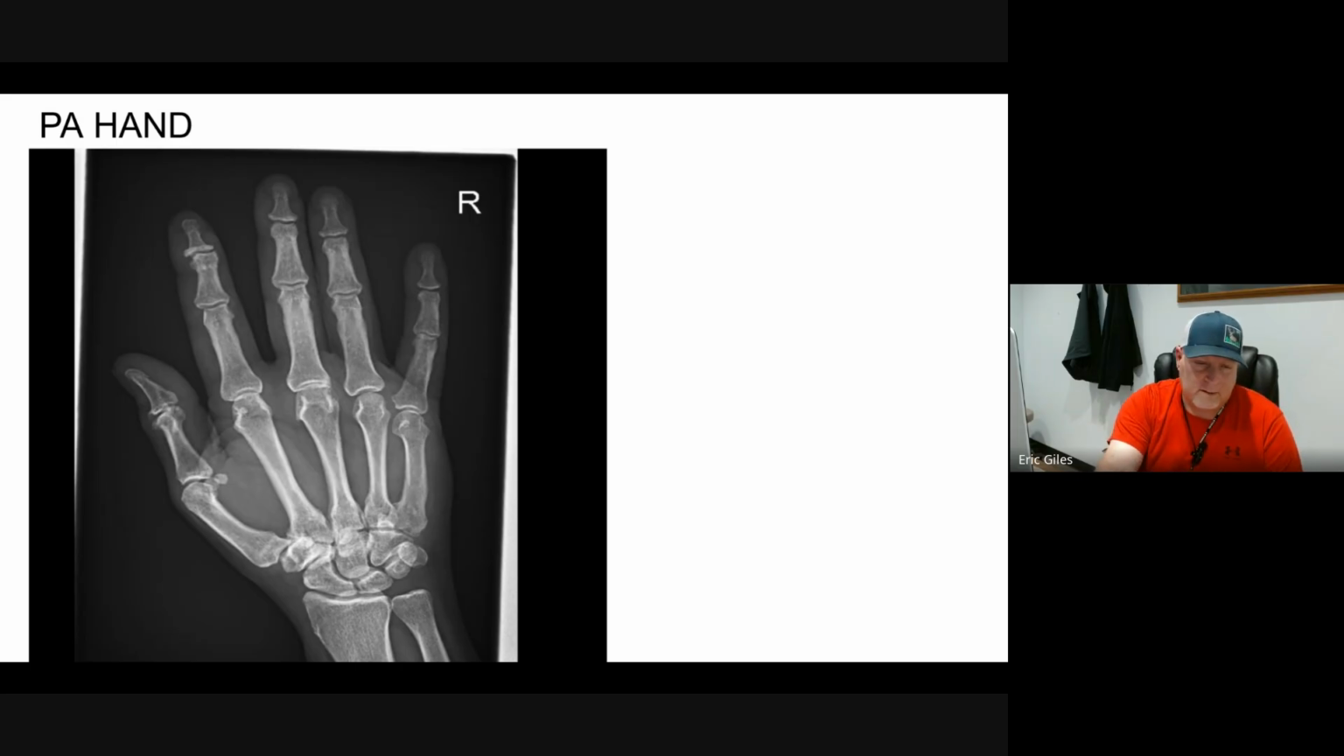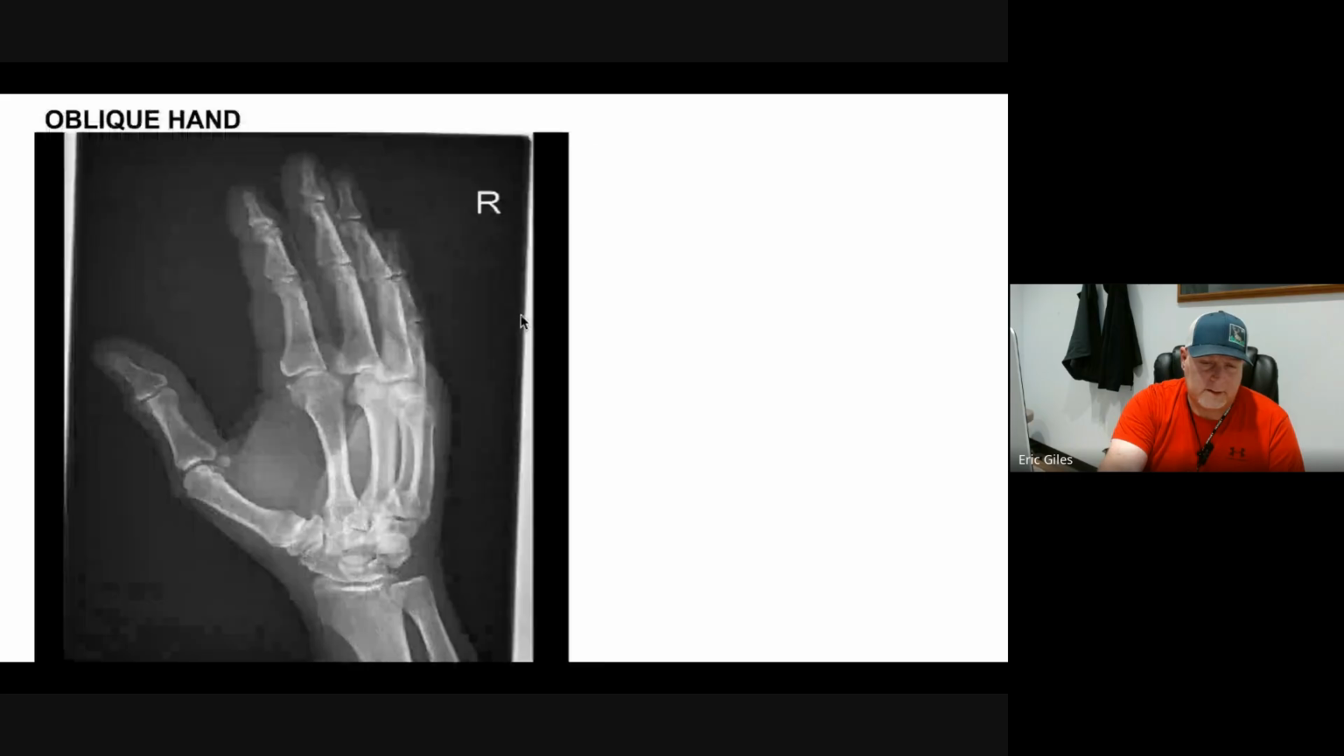Okay. All right. And name is the last one. I omitted the names on these just for HIPAA purposes. But yeah, there was a name up here. Make sure your name, patient history, birth date, and medical record number are on all of your images. Okay. So a good PA hand.